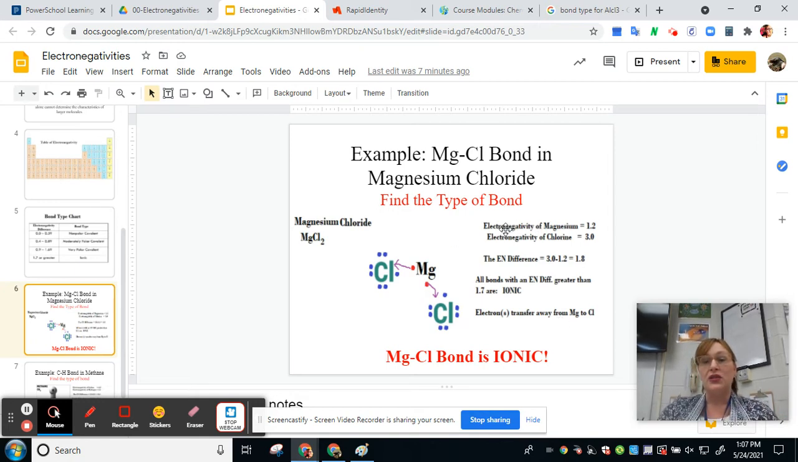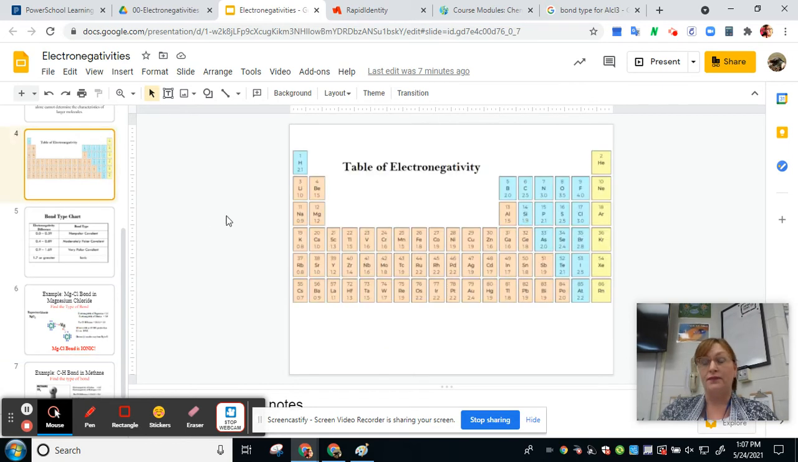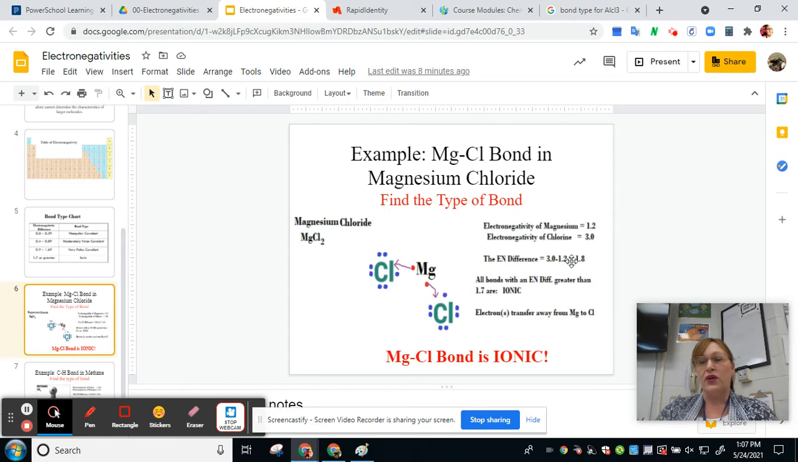So first, I'm going to look up the electronegativities of magnesium and chlorine, and I do that with my chart. Magnesium has an electronegativity of 1.2, and chlorine has an electronegativity of 3.0. So the chlorine is stronger, so it's going to pull the electrons away from the magnesium. But let's see if it's ionic and it completely transfers the electron, or if it's covalent and they have to share. So the difference, 3.0 minus 1.2, is 1.8. You just subtract the higher minus the lower value here.